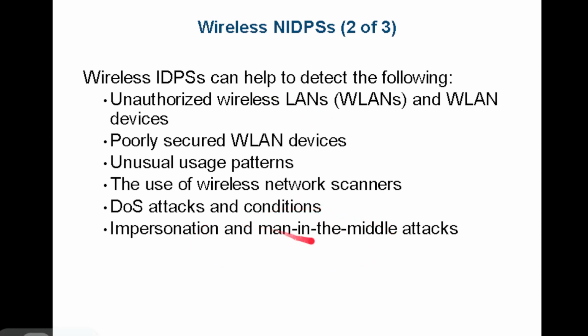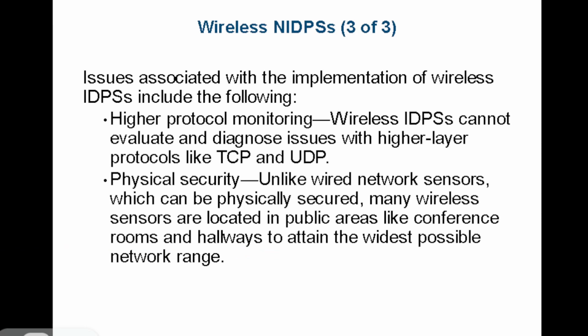Man in the middle. I'm pretending to be a wireless access point, but I'm actually letting you in, watching your traffic, and sending it on. Now, if you're encrypting your traffic, it's a little harder for me to attack you. But man in the middle, pretending to be a wireless access point and luring you in to use me as a connection. Other wireless issues. Some higher level protocols can't be monitored. They're just all encrypted.